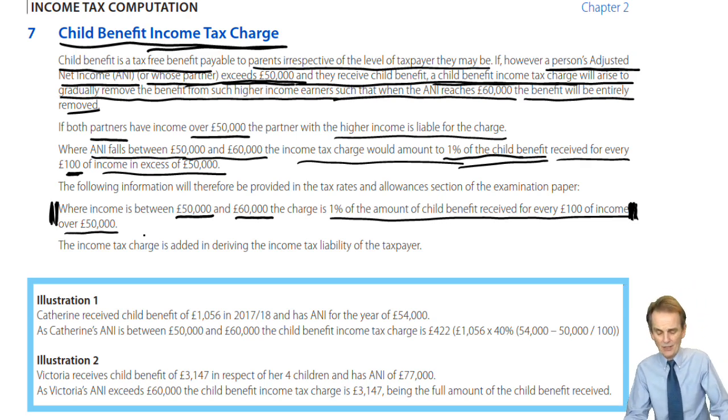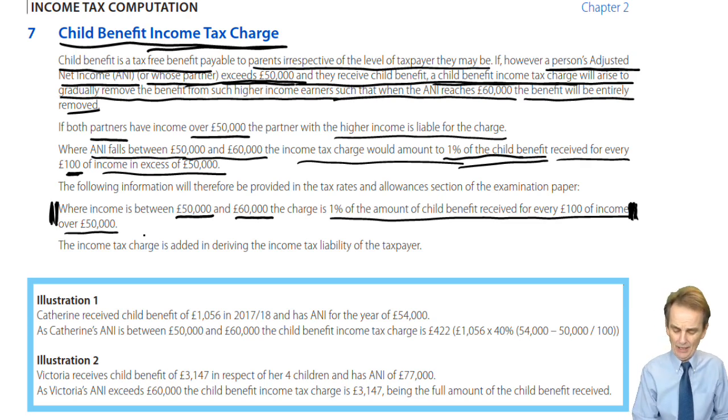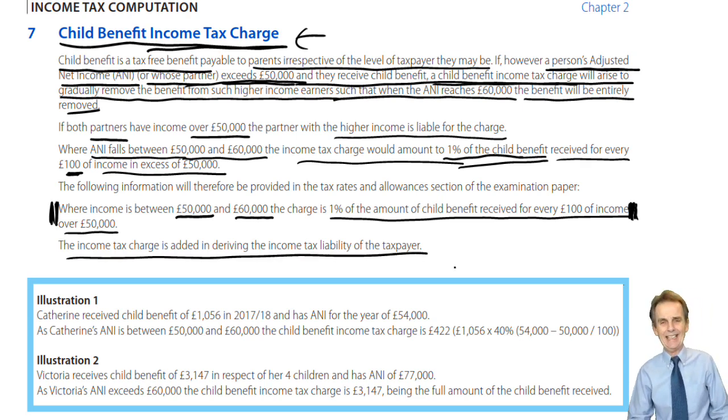So how would that system work, therefore? Now, clearly, you're not expected to know what the amounts of child benefit are. They will be determined according to how many children the taxpayer has, and they are set down. Any such figure will be given to you within the question. So you will be given the amount of child benefit received. What you then have to do is calculate the child benefit income tax charge, and that charge, once you've computed it, is added in deriving our income tax liability at the bottom of our income tax computation.